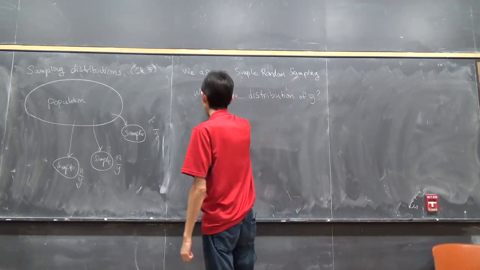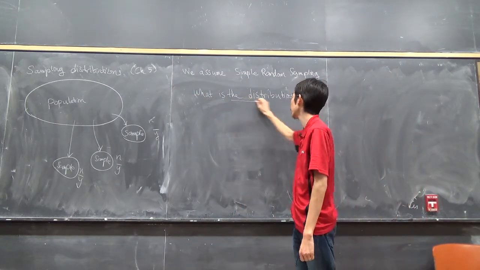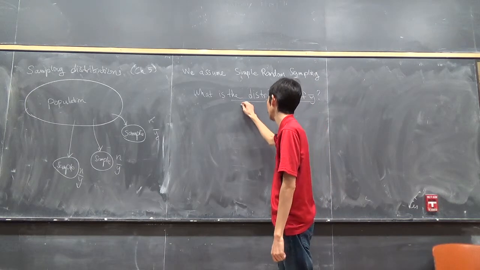That's what we want to know. Okay? That is essentially what a sampling distribution is. The distribution of y bar is our sampling distribution.